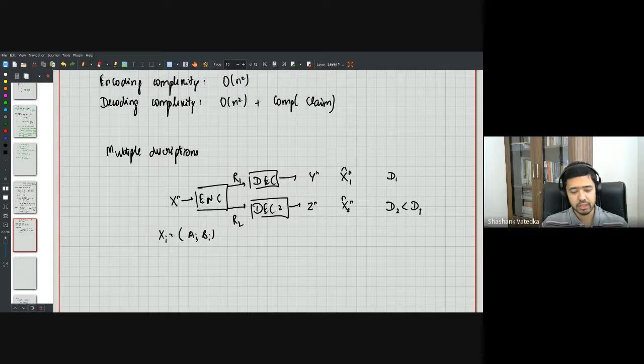Or it's possible that the first decoder wants something else. They don't want exactly these different representations of the source. There's some part of the source that decoder one is more interested in, and the second decoder is interested in a slightly different part. So for example, if xn is basically an comma bn, and decoder 1 is interested in reconstructing only an, and decoder 2 is maybe interested in reconstructing only bn, then again the approach and the rate regions will now change.